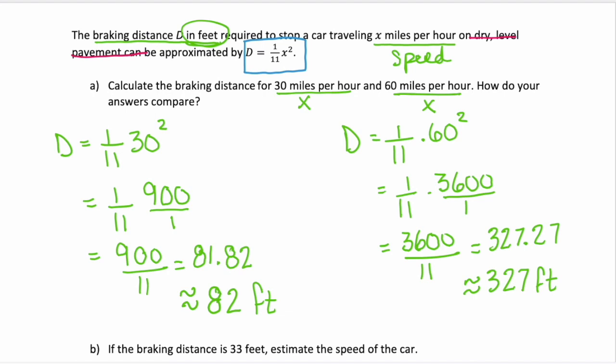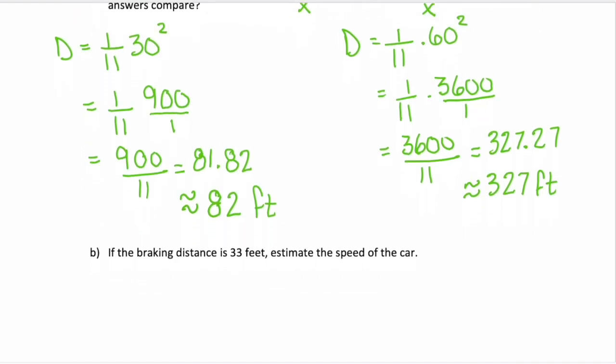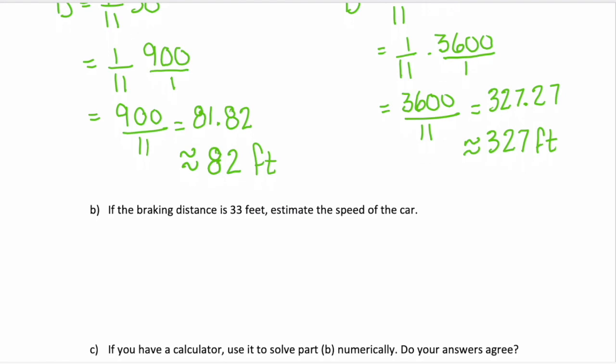Now let's scroll down and look at part B. So part B says if the braking distance is 33 feet, estimate the speed of the car. So now we're told what D is, and we need to find X. So we use that same equation, D equals 1 over 11 X squared. But now we know D. So we have 33 equals 1 over 11 X squared.